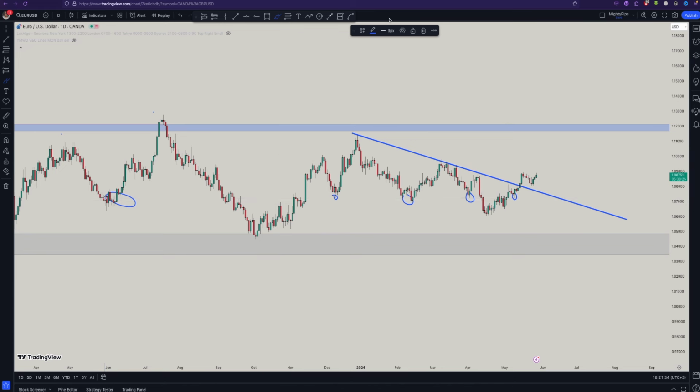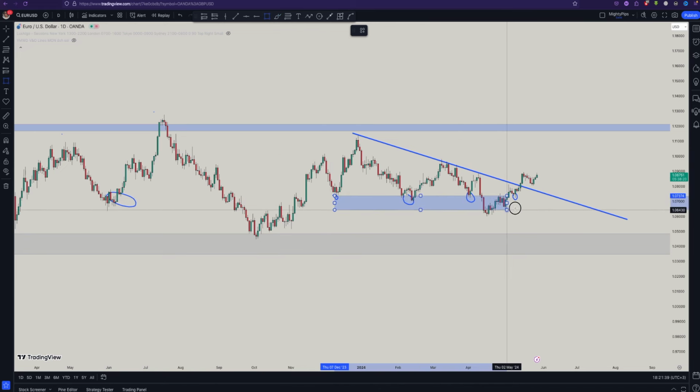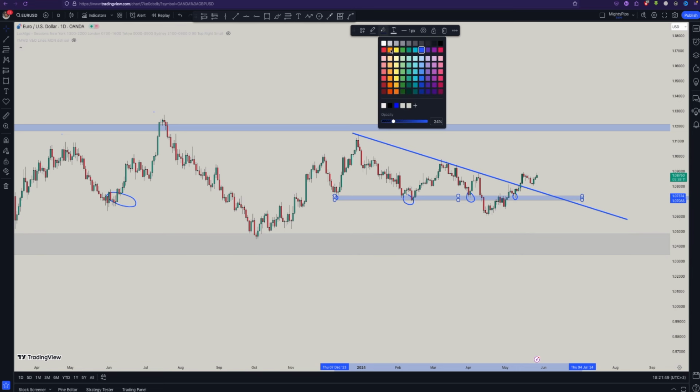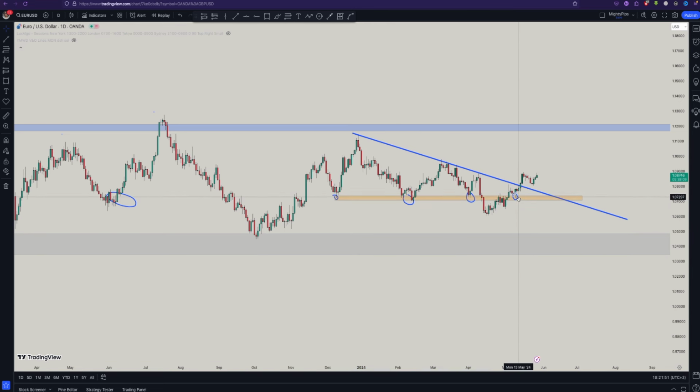So if we go ahead and draw a level in that area for the daily chart, we can see that that area was also respected multiple times, and we can color code it yellow just to distinguish it from the weekly chart. So we are breaking down this chart on Euro Dollar until we get to the intraday time frames for us to find entries.